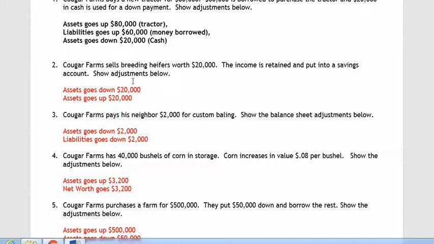Number 2, Cougar Farms sells breeding heifers worth 20,000. The income is retained and put into a savings account. Well, we no longer have the heifers; they're gone. So assets down 20,000. We took the cash, we put it into savings accounts. Now that went up 20,000. Overall change is 0.